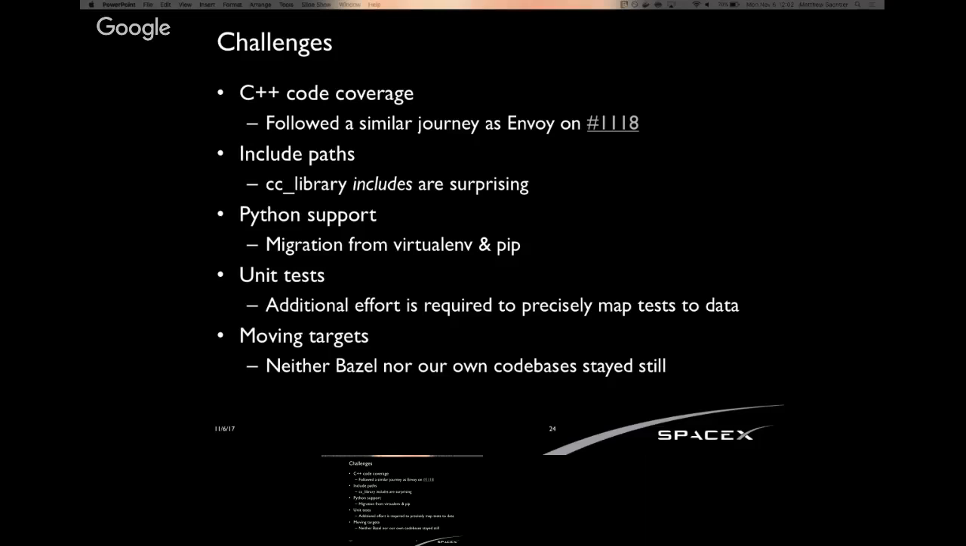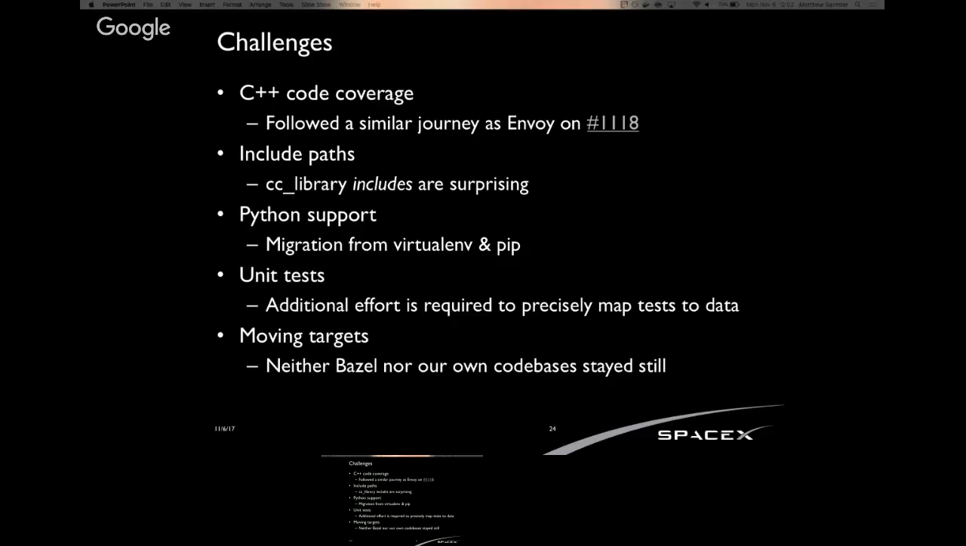Python support is one where we don't have a ton of Python in these two repositories. We do have a lot of Python elsewhere around our team and around the company. Migrating from the very standard virtual environments and pip into Bazel, the story there is not super clear. We're hoping to learn more about that here at the conference.